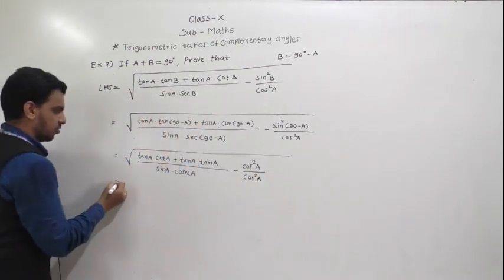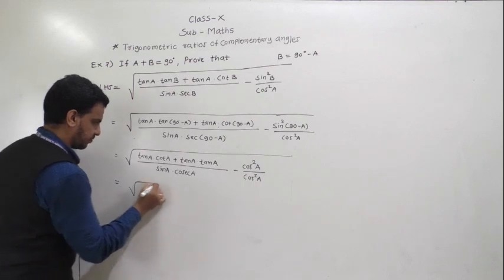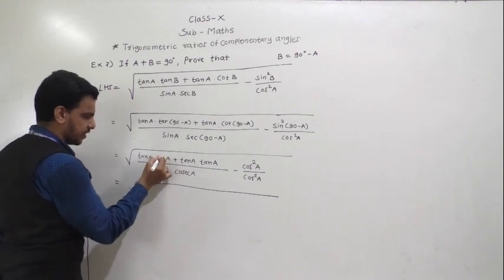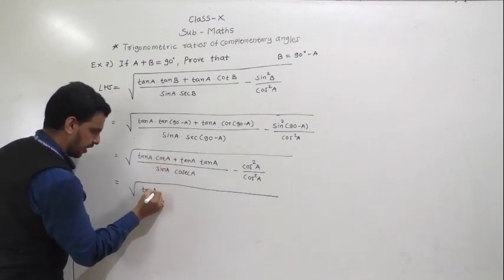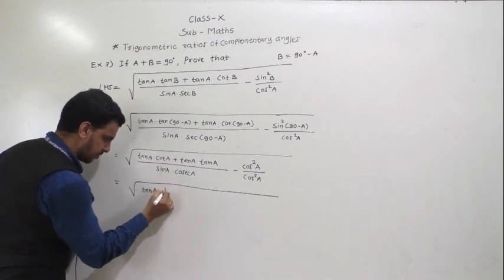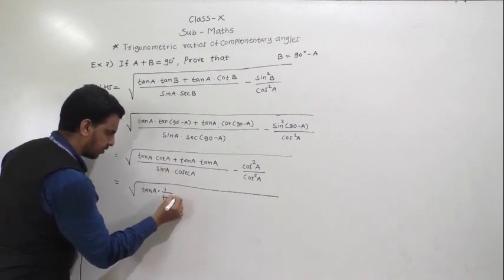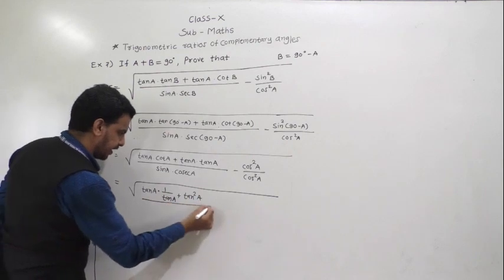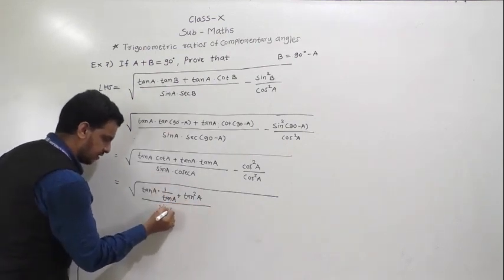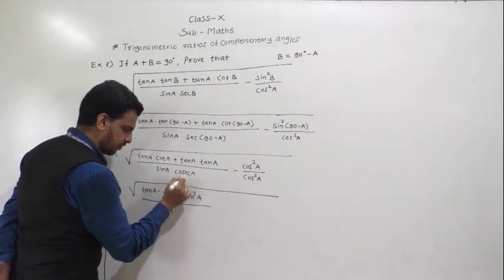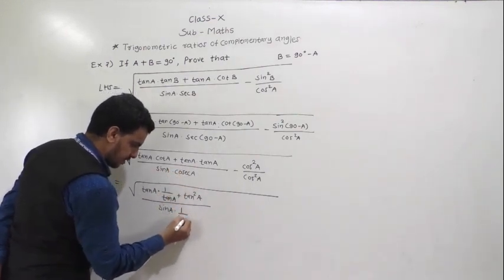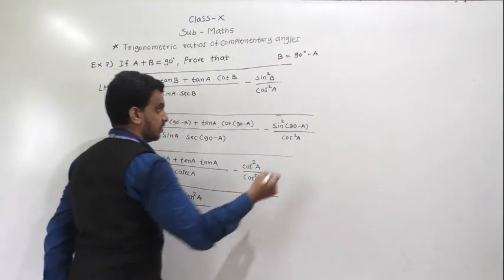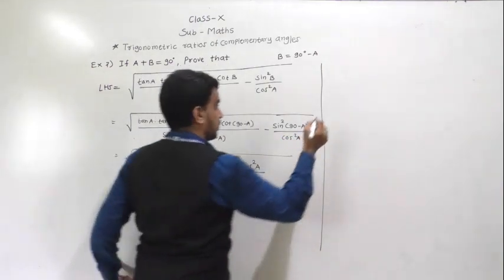Now tan A into cot A. We know that tan A and cot A are reciprocals of each other, so cot A we can write as 1 upon tan A. So this cot A we replace by 1 upon tan A, plus tan A into tan A, this is tan square A, divided by sin A as it is into cosec A, that is the reciprocal of sin A, so cosec A we can replace by 1 upon sin A, minus cos square A by cos square A, whose answer is 1.